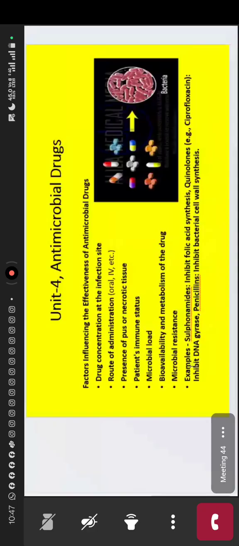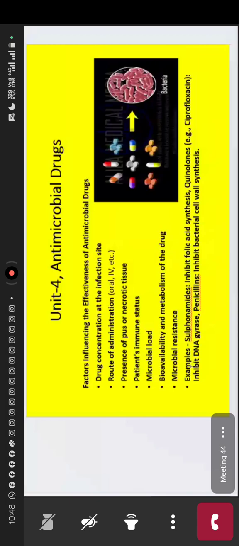Microbial load also matters, that is, how much microbial load is present in the body of the patient. So according to the microbial load, we have to decide the antibiotic dose, right? Patient immune system also matters, whether the patient is able to bear that particular antibiotic or not. So according to these things, we are able to influence the effectiveness of the particular antibiotic, right?